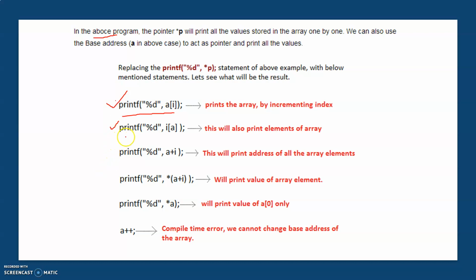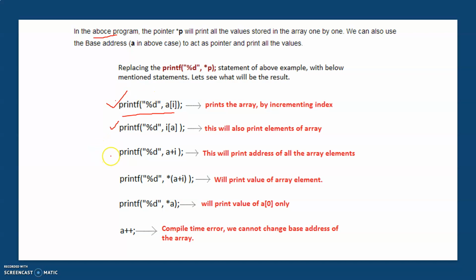We generally never use this portion. The third one is printf("%d", a+i). a+i means address, so this will print the address of the element. For the first two cases I am taking the elements a[i] and i[a]. These are two forms, printing the array and printing the elements of the array.